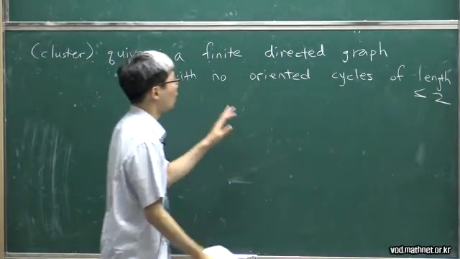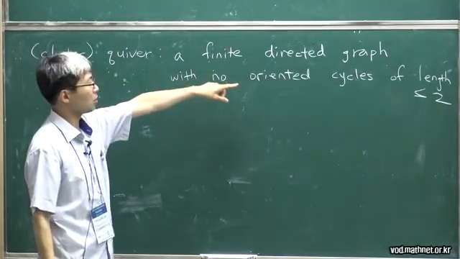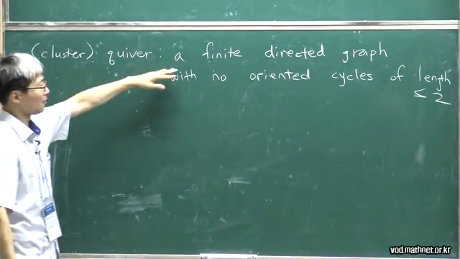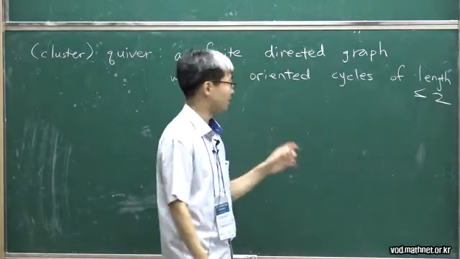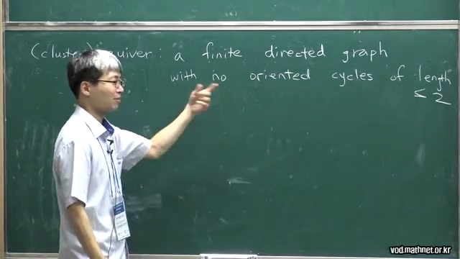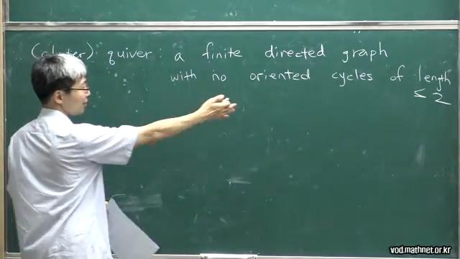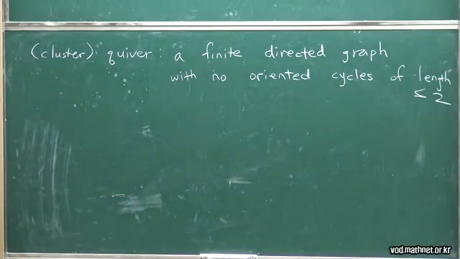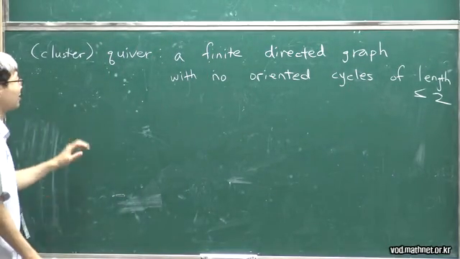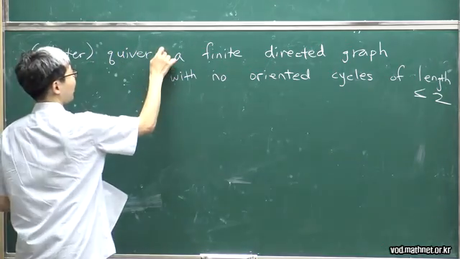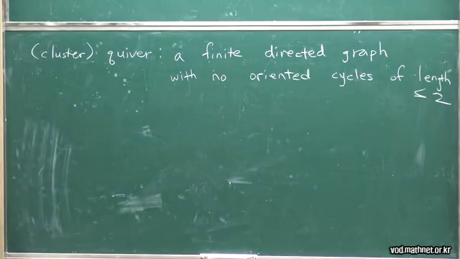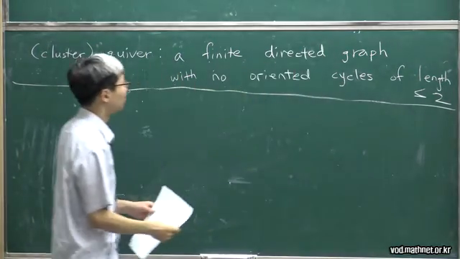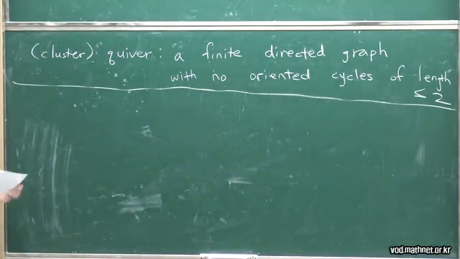where I want to remove very short oriented cycles. There is a reason for this one. It comes from mathematical physics. It comes from string theory. These two cycles or shorter cycles do not contribute to supersymmetry, so we do not consider this. But anyway, this is my definition of a cluster quiver. But for brevity, I'll just say: this is a quiver.